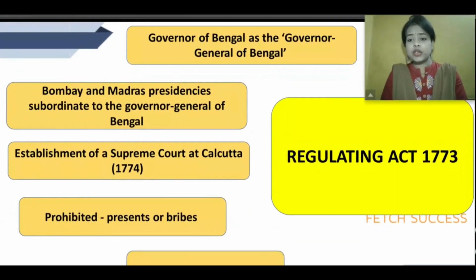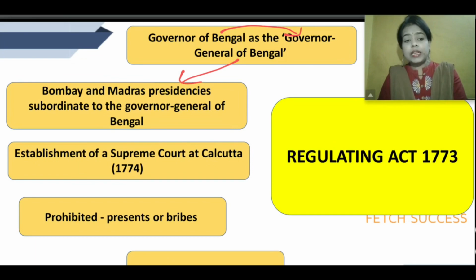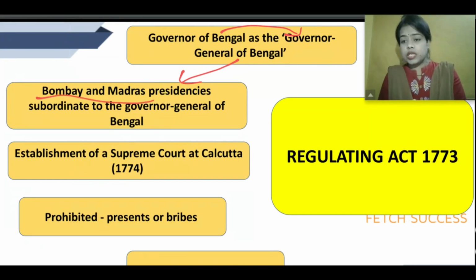Let's check the features. In this act, you are supposed to remember 5 points. First thing is that the governor of Bengal becomes the governor general of Bengal. It means that the designation is increasing and Bengal is becoming the central province. So automatically, Bombay and Madras become the subordinate agencies for Bengal. This is an important point, governor general of Bengal.